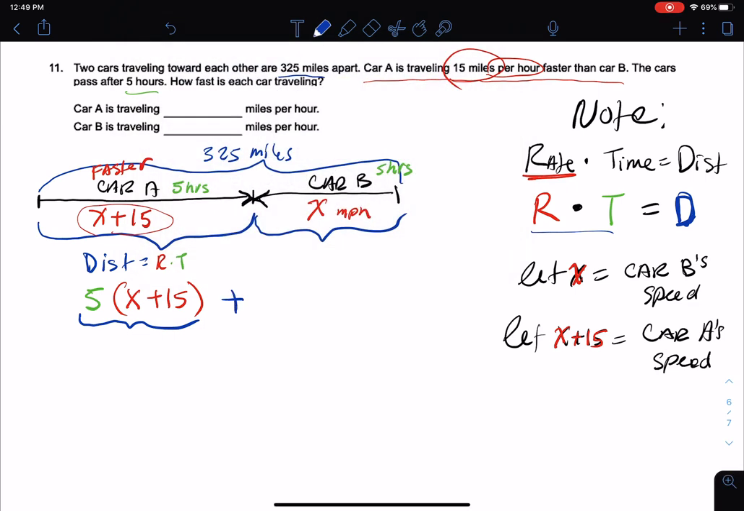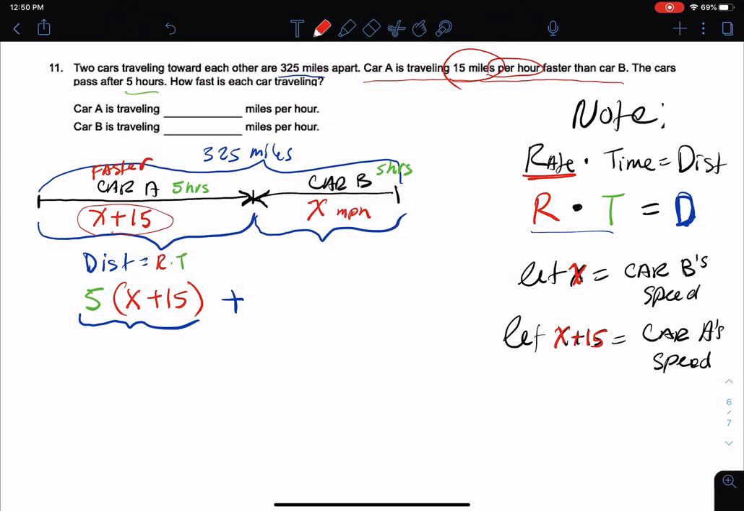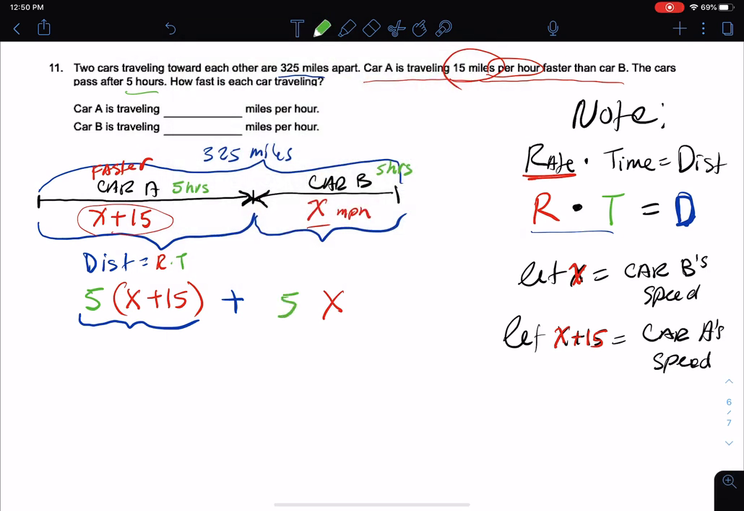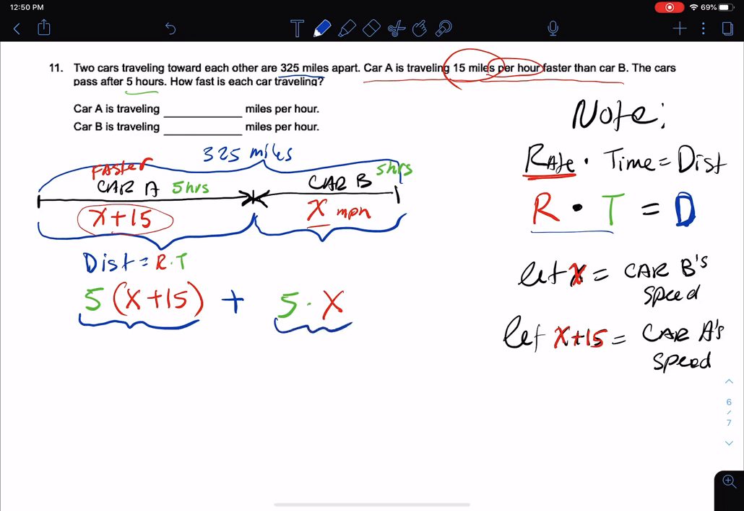So let's see, how do I figure out the distance of car B? No problem. Do I know its rate? Yes, I do. Its rate is x. How long did it travel for? Just as long as the other car, 5 hours. So 5 times x is the actual distance that car B traveled. Well, car A's distance plus car B's distance equals the total distance, and that was 325 miles. We've got ourselves a nice algebraic equation that we can solve.